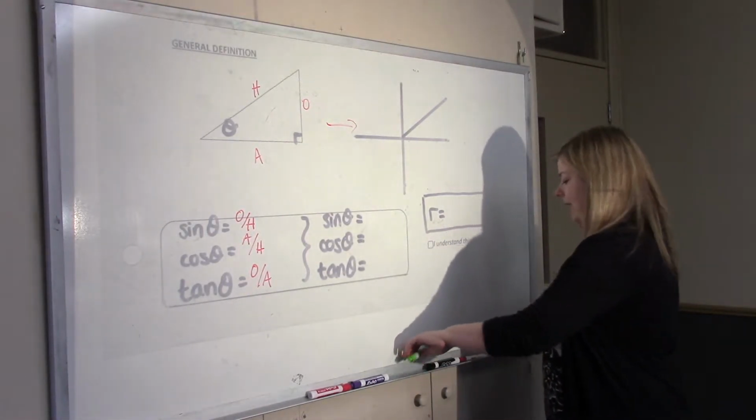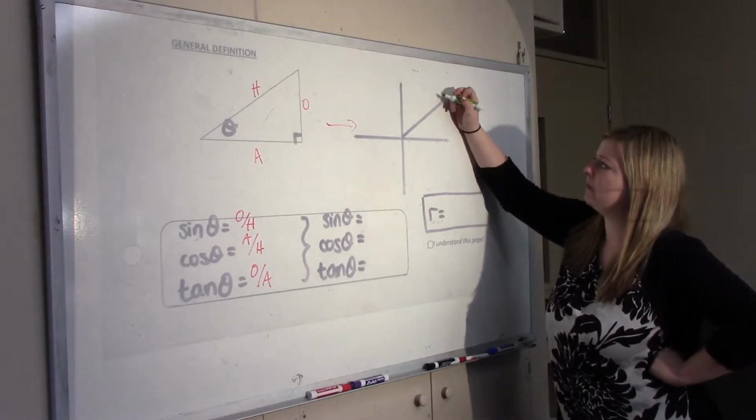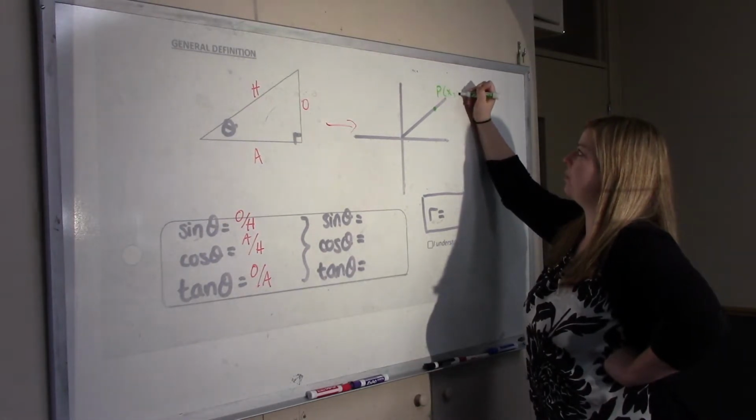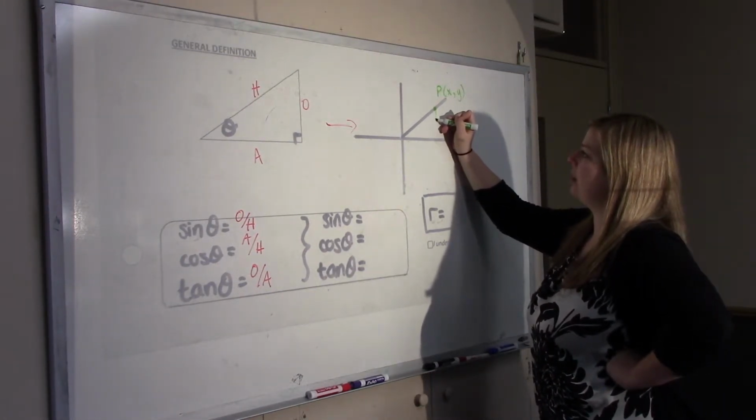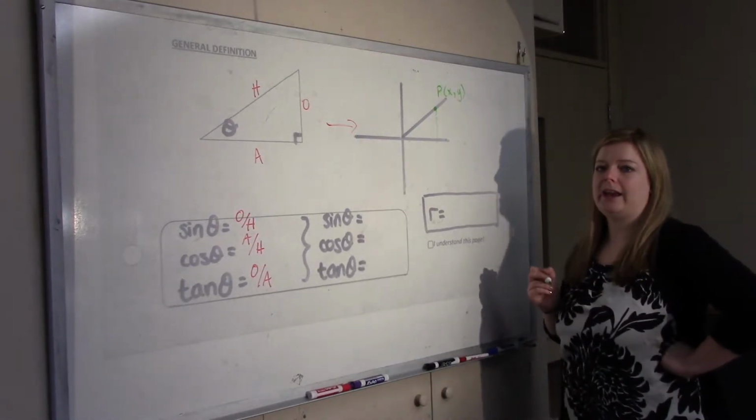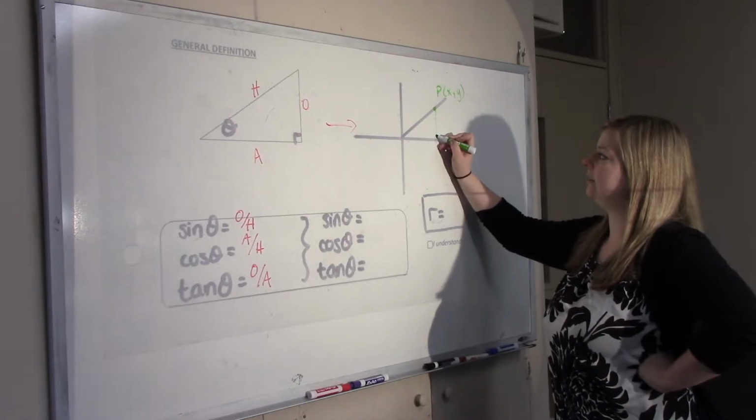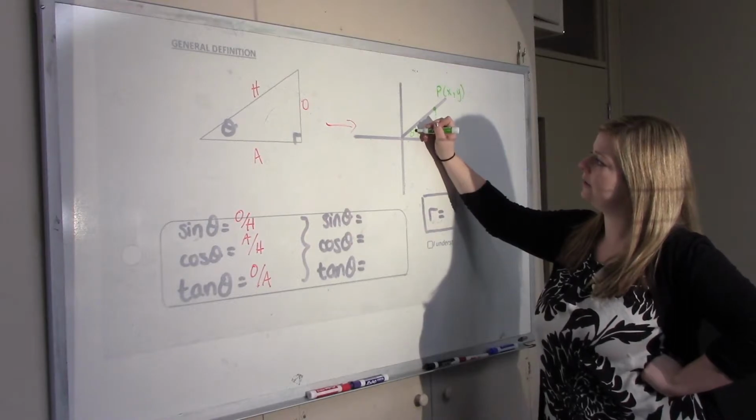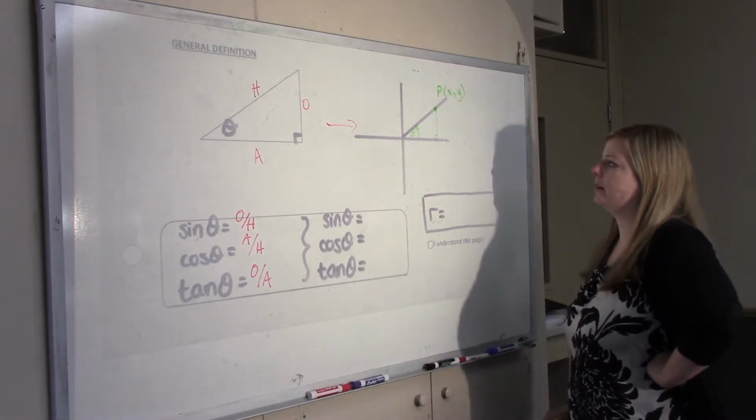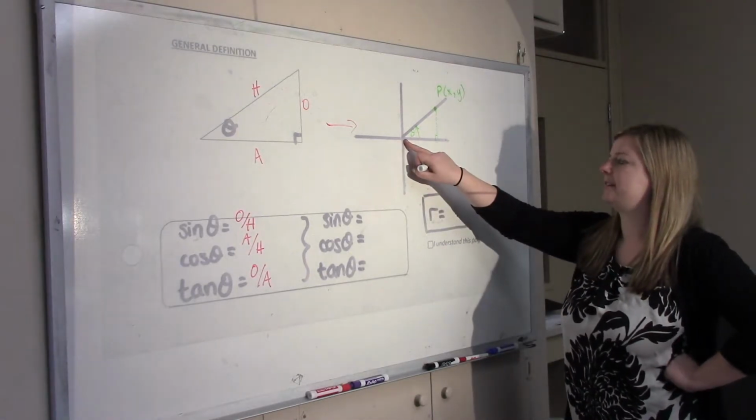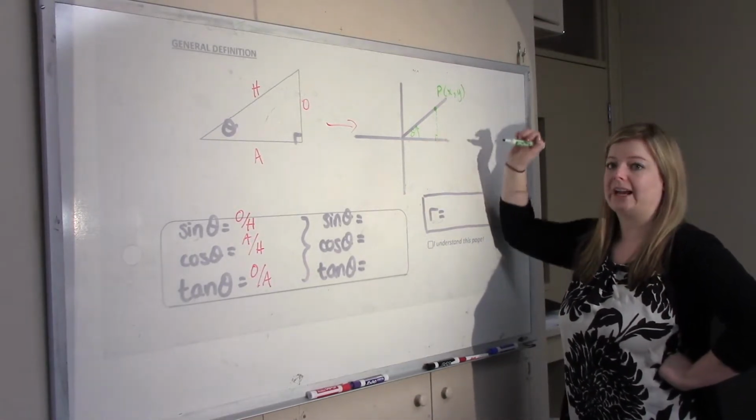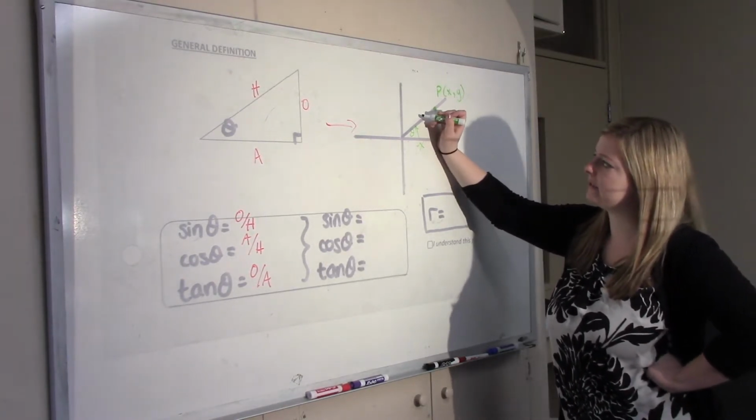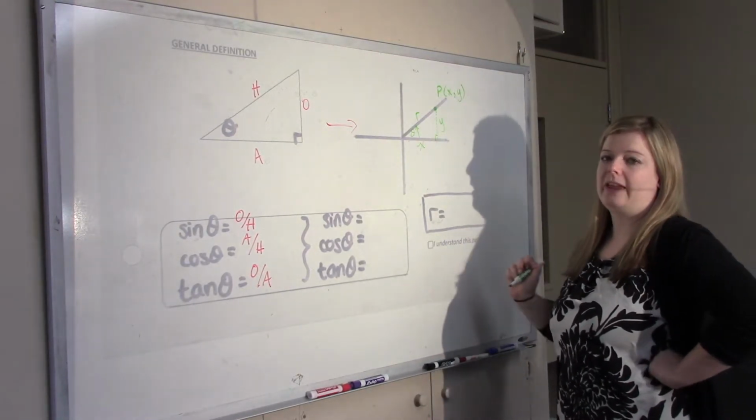So in this case, any point on a terminal arm can be labeled as P, where the coordinates are x and y. And we can drop down a vertical line to create a right triangle. You'll see that this looks just like that right triangle, and we label theta here, so it goes from the initial arm to the terminal arm. This length is however long x is, so we can label it x. This length is however long y is. And this length is the radius of a circle that would be created, so we'll label it r.